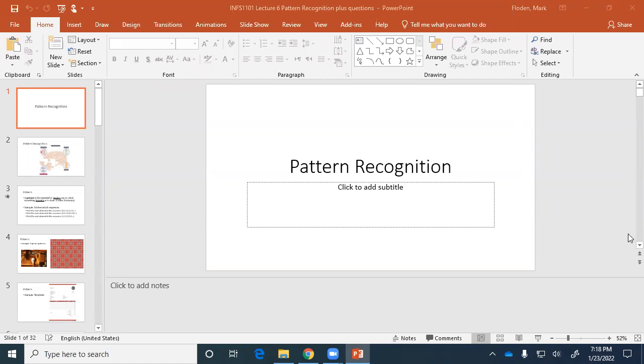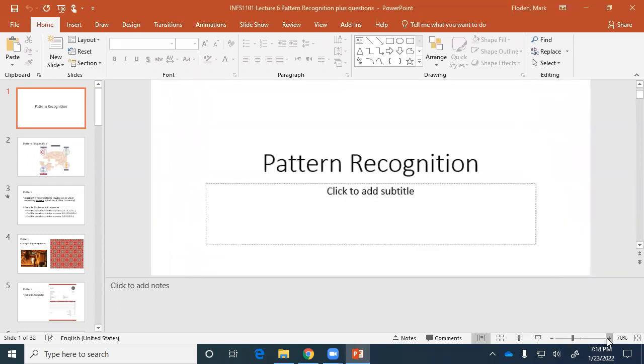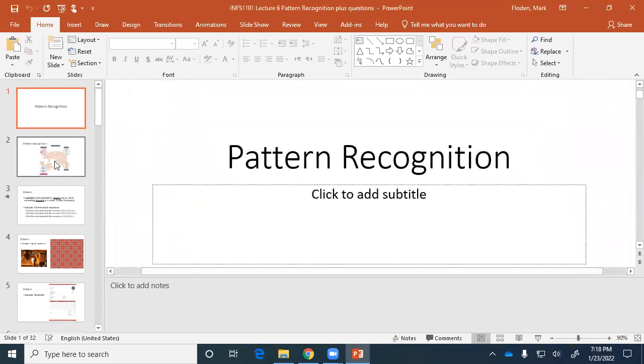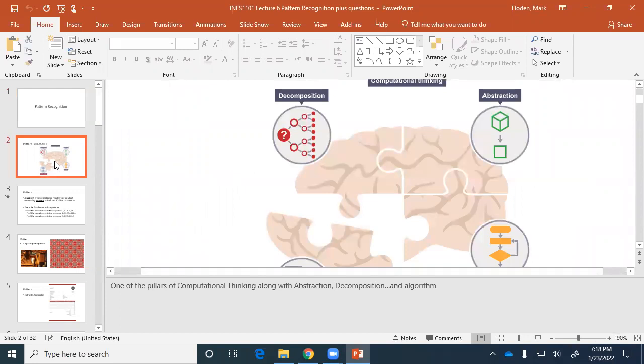Pattern recognition. Pattern recognition is the first one of the components of problem solving and computational thinking that we're going to break out and try and look at today. We're going to look at these other three at a different time. So let's look at pattern recognition.